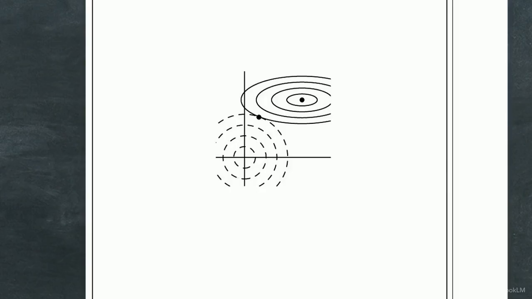This diagram outlines that exact neighborhood. The solid ellipses represent the contours of the unregularized objective function. The center point, W star, is where the training error is perfectly minimized. Now we introduce L2 parameter regularization, commonly known as weight decay. This adds a penalty that drives the weights closer to the origin, represented here by the dotted concentric circles.